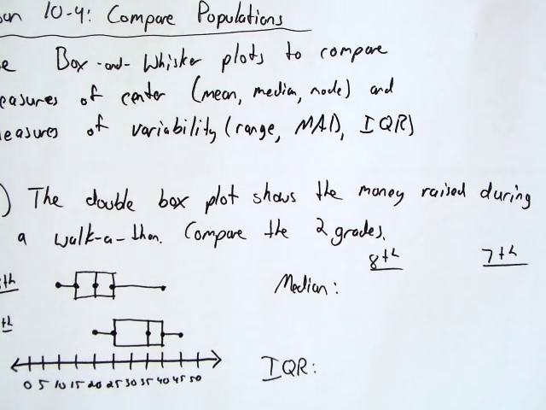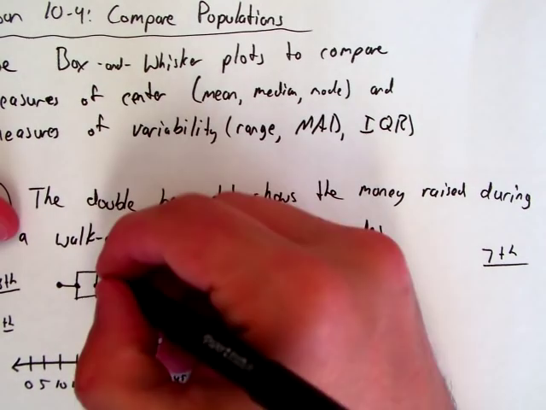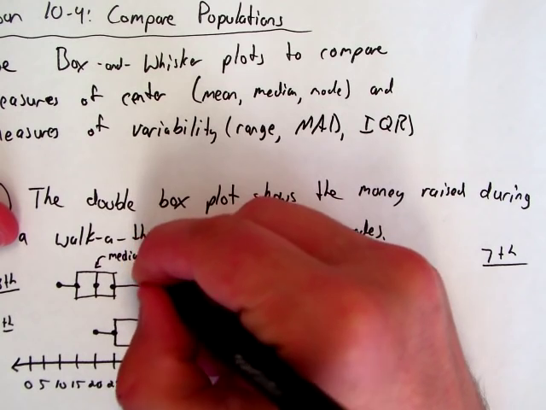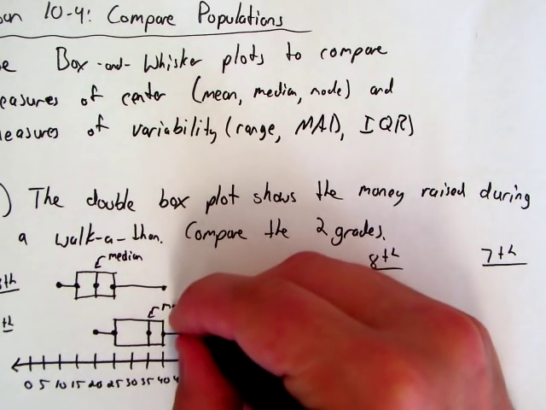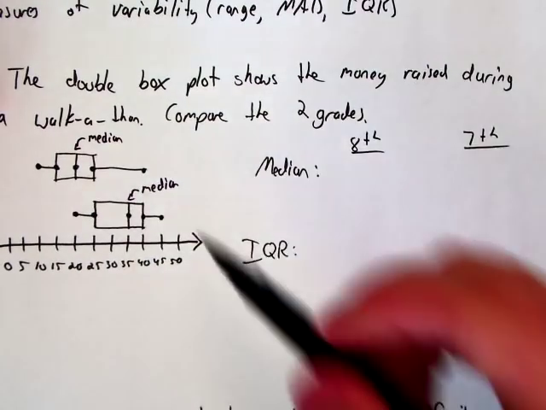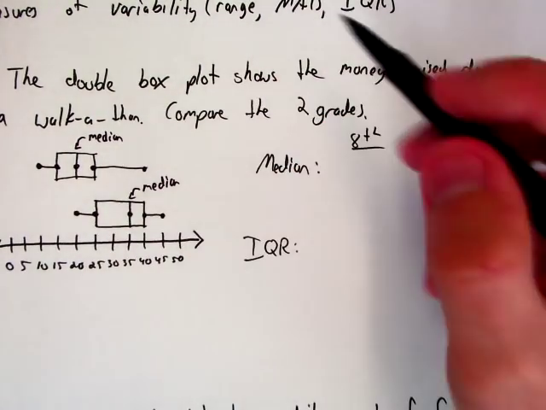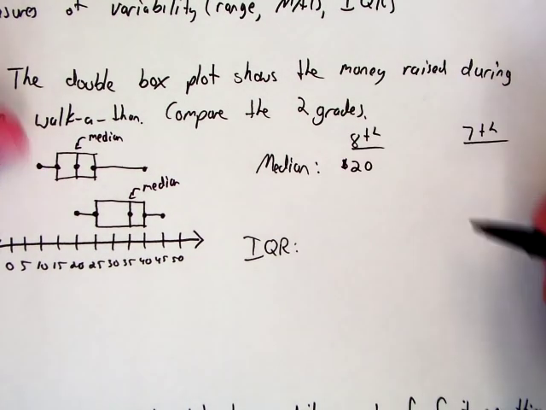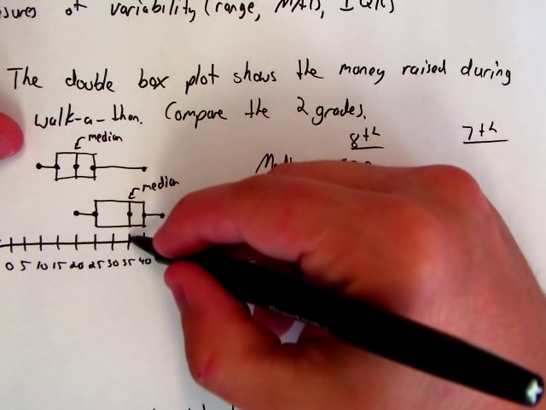So, first thing we want to do is, if we have a box and whisker plot, we really can't determine the mean or the mode simply because we only have the 5 points of data. Remember, this point right here, that's the median. Same with this one here. Those are the medians. So we're going to use the median. So for 8th grade, the median for the walkathon here, for the amount of money raised, was 20. And for the 7th grade, it was 35.